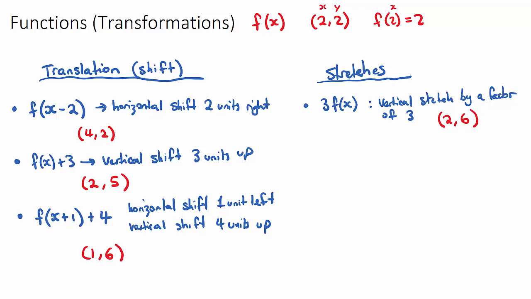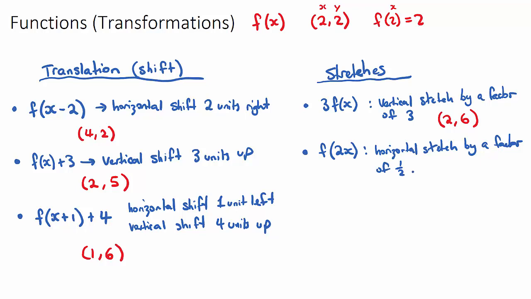Okay, now the horizontal stretch is the tricky one. If I had f of, let's say, 2x, notice that the horizontals have been changed inside of our bracket where the x's are, and the verticals are outside of our bracket. This is actually a horizontal stretch by a factor, and it's not actually 2, it's 1 over whatever this number is. So it's a horizontal stretch by a factor of 1/2.